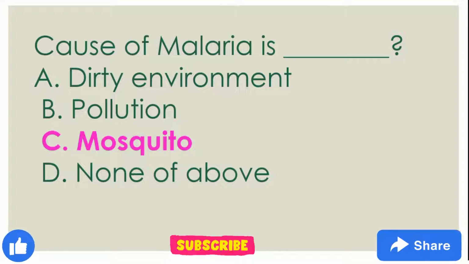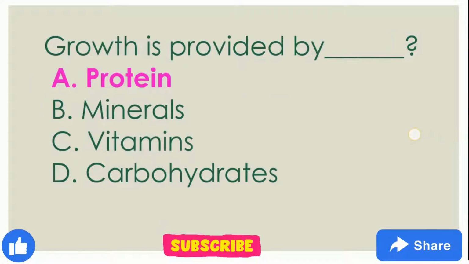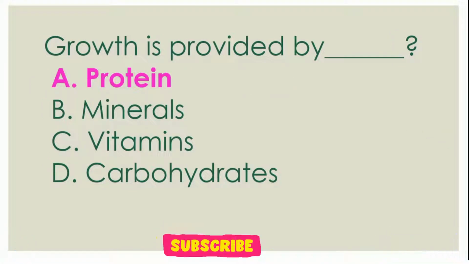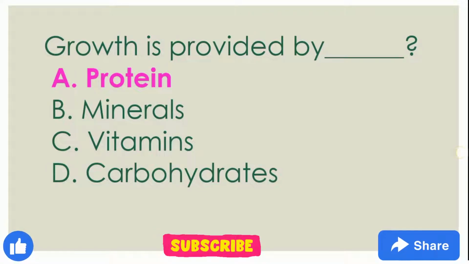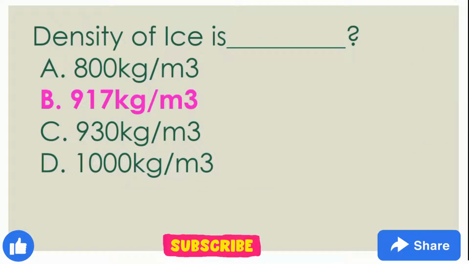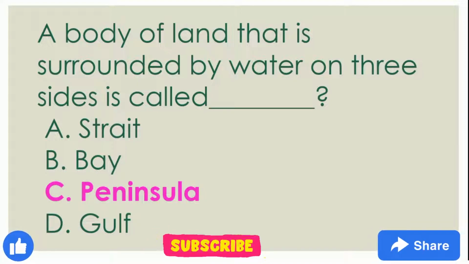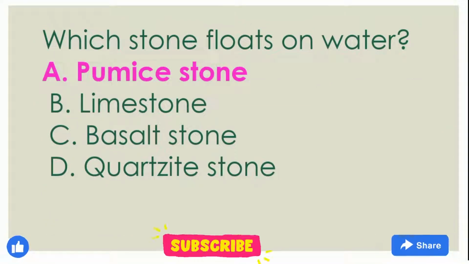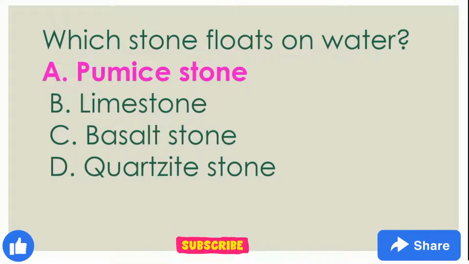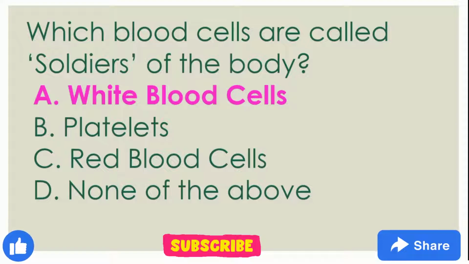Cause of malaria is mosquito. Growth is provided by protein. Density of ice is 917 kg. A body of land that is surrounded by water on 3 sides is called peninsula. Which stone floats on water? Pumice stone. Which blood cells are called soldiers of the body? White blood cells.